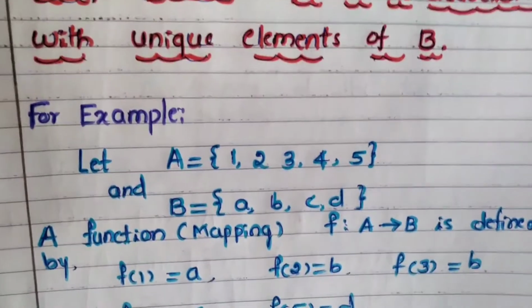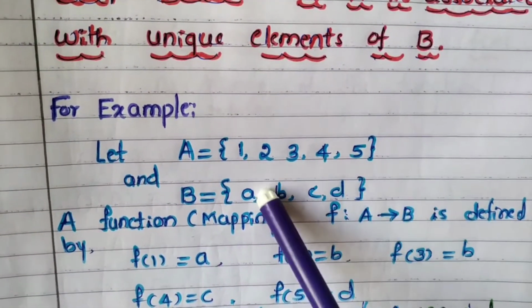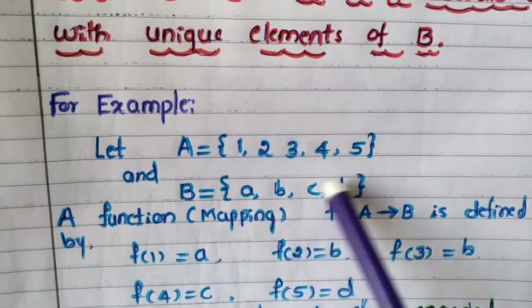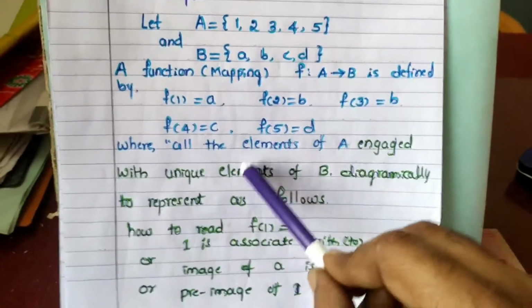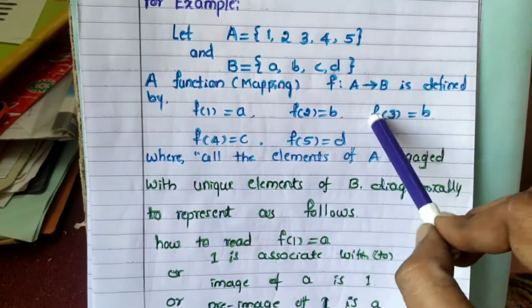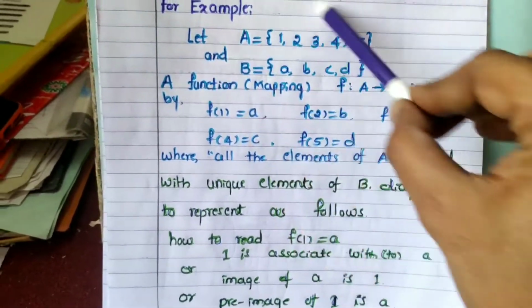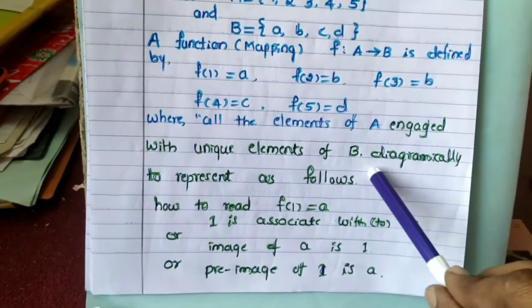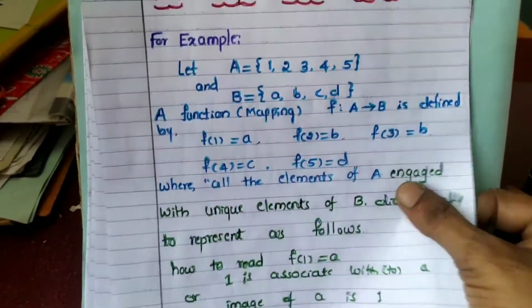Whatever function you have taken here, f from A to B, with the set A equal to 1, 2, 3, 4, 5, and the set B equal to a, b, c, d, to denote all these things, f(1) = a, f(2) = b, f(3) = b, f(4) = c, f(5) = d, you have to represent this diagrammatically. Now I will show the diagrammatic representation.